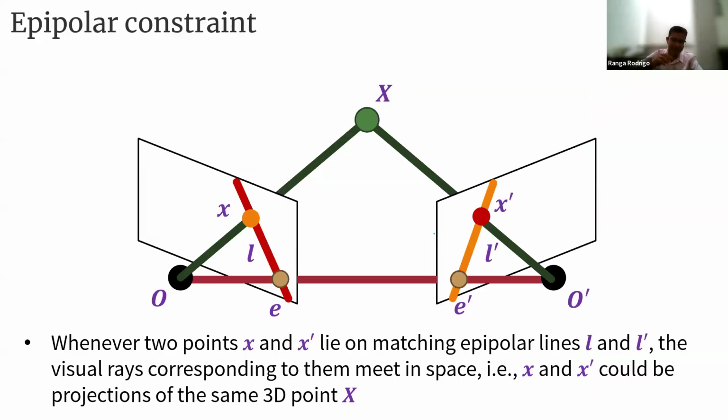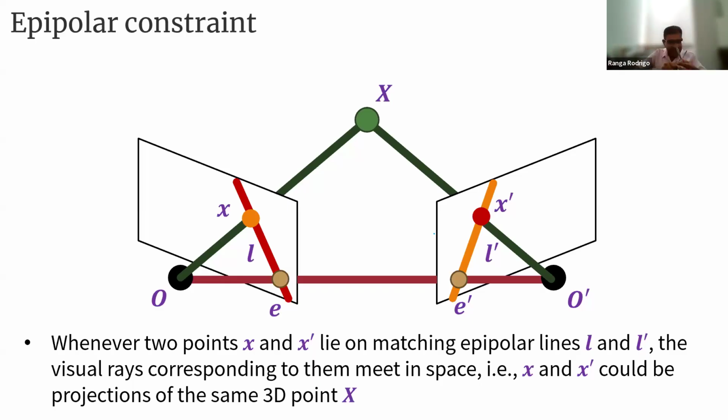Whenever two points x and x prime lie on the matching epipolar lines L and L prime, the visual rays corresponding to them meet in space. That is, x and x prime could be the projection of the same 3D point. One thing we have to note is that two lines in 3D don't have to meet. See, they can be like that. Meeting is a special condition, right? So I hope that is clear to you.